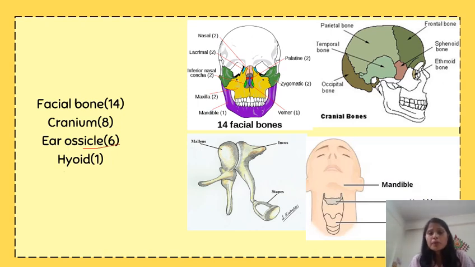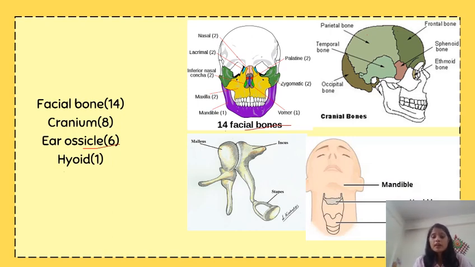You don't have to remember all those names of bones. You will study them in the next class. So just look at this picture. All right. So there are 14 bones in facial bones. And this is cranium. That upper portion of the skull is known as cranium. Cranium has a total of 8 bones.